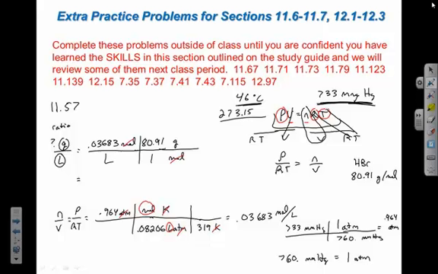And I'm limited to 3 sig figs. Oops, I think I need 0.03683 times 80.91. So I've got 2.98 grams per liter.